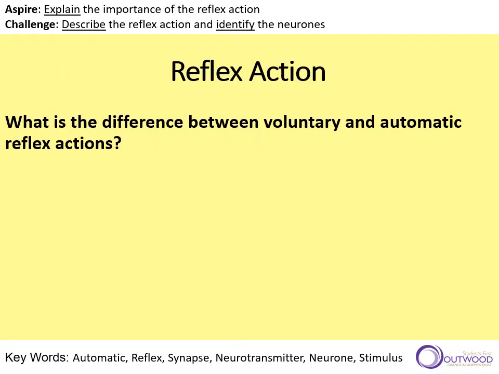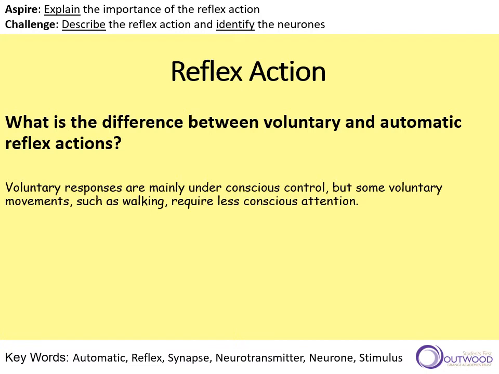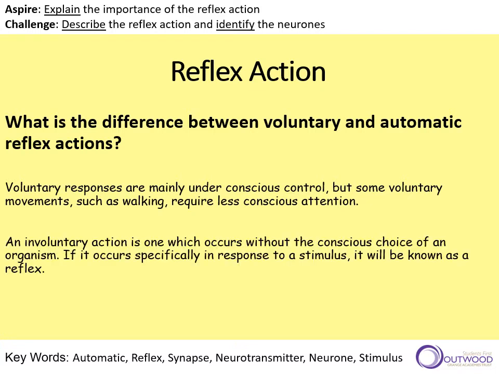So reflex actions. What's the difference between voluntary and automatic reflex actions? As it says, voluntary responses are mainly under conscious control. But some voluntary movements, such as walking, require less conscious attention. Okay? And there are some voluntary ones that we are in control of. Like, for example, you can force yourself to blink. But for the most part, you're not in control of blinking. It just occurs. An involuntary action is one which occurs without the conscious choice of an organism. If it occurs specifically in response to a stimulus, it will be known as a reflex.